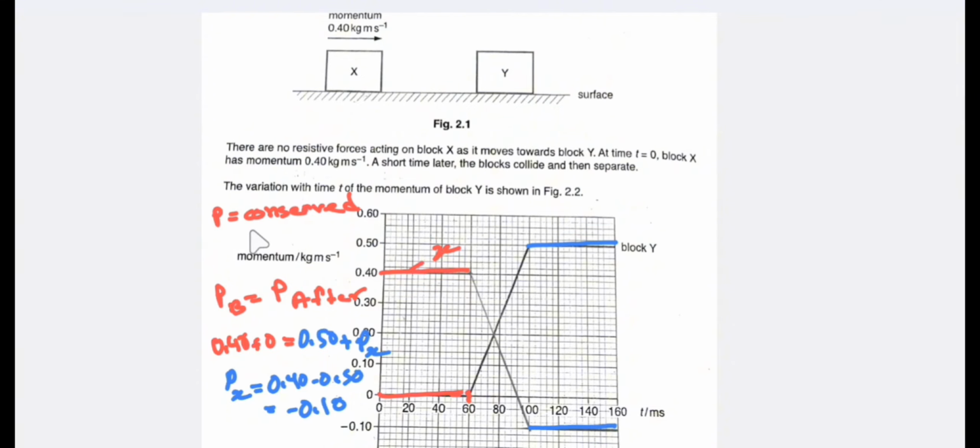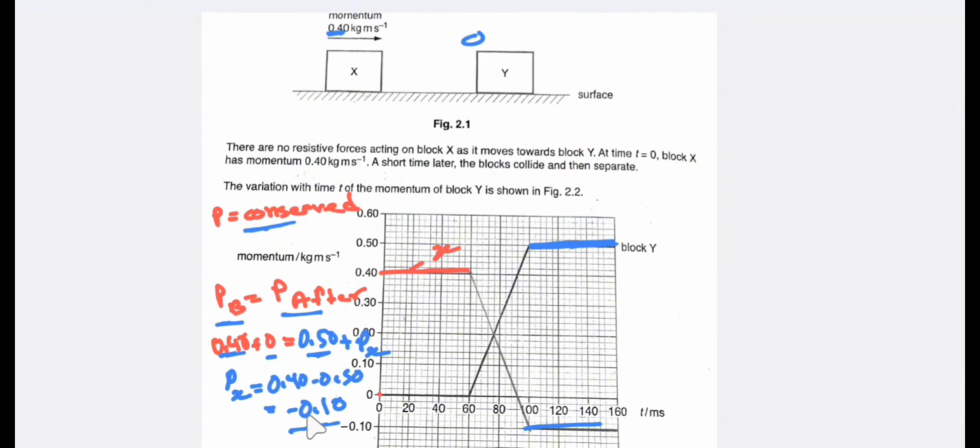Again, if we just recall, momentum is always conserved, so momentum before collision must equal momentum after collision. Before collision, the momentum of X is 0.40, and Y is at rest, so its momentum is 0. After the collision, we have been given the momentum of Y as 0.50. So what is the momentum of X after collision? We consider this as px. So px is equal to 0.40 minus 0.50, that is negative 0.10.